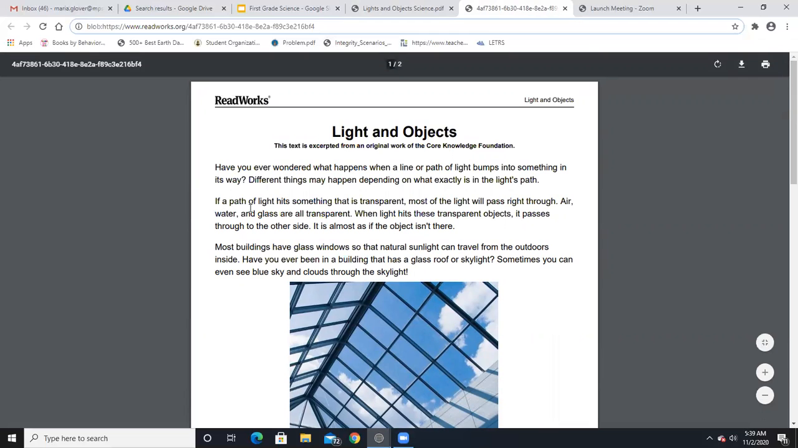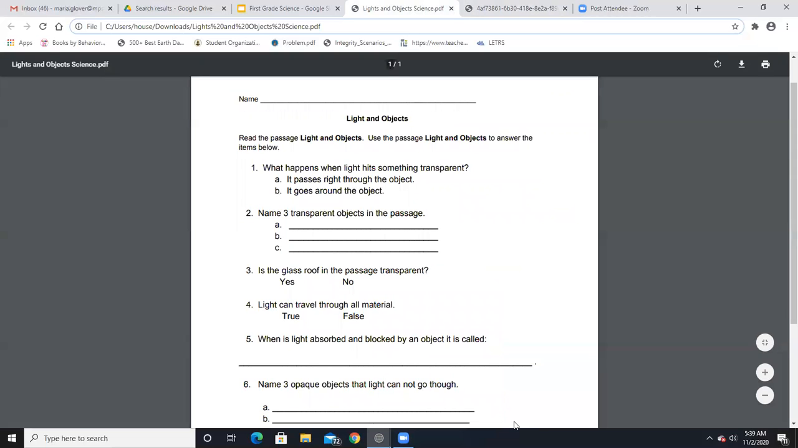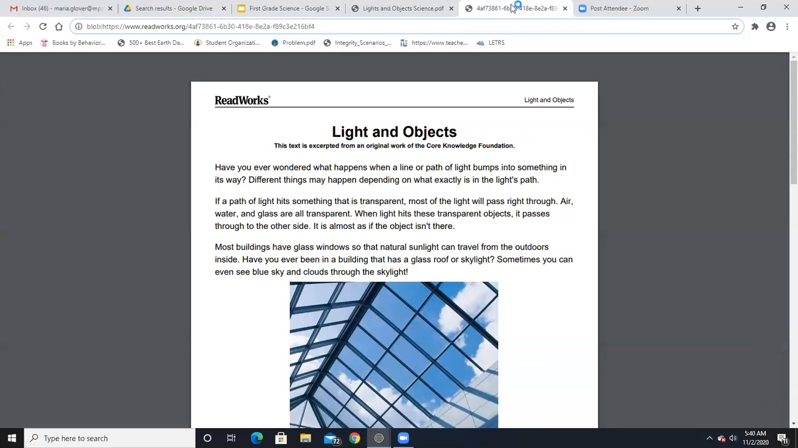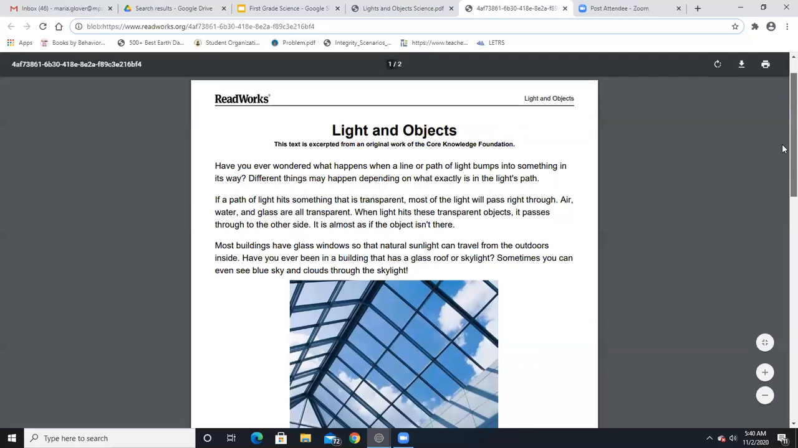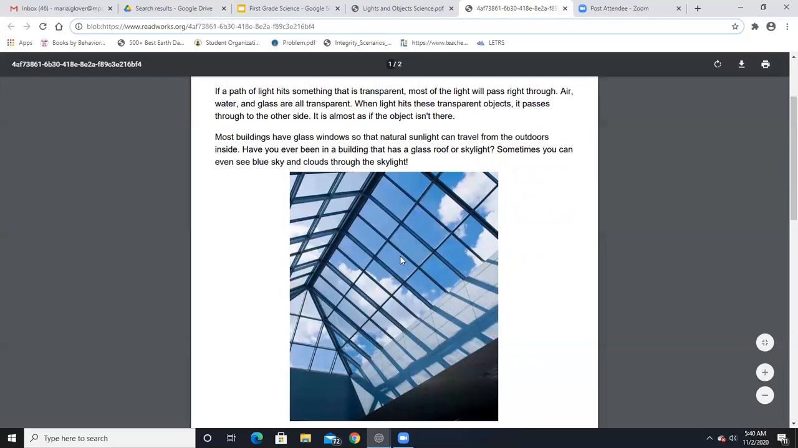If a path of light hits something that is transparent, most of the light will pass right through. Air, water, and glass are all transparent. Is the glass roof in the passage transparent? Remember what transparency means. It means that it allows all of the light to come through. So look at the picture. Is the glass transparent?